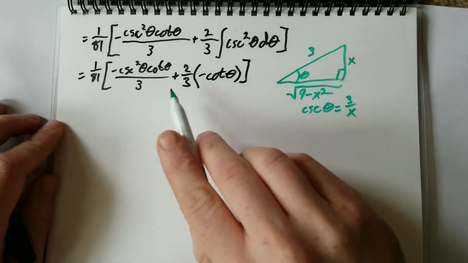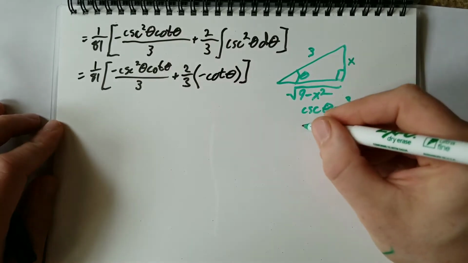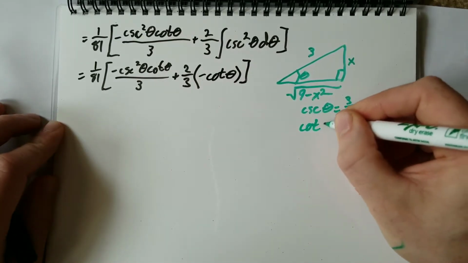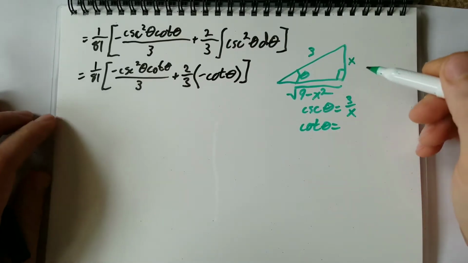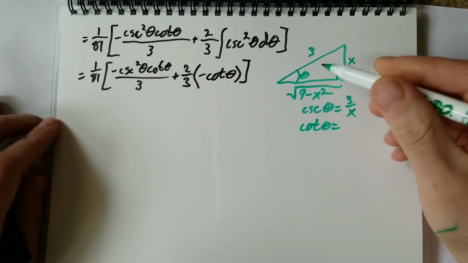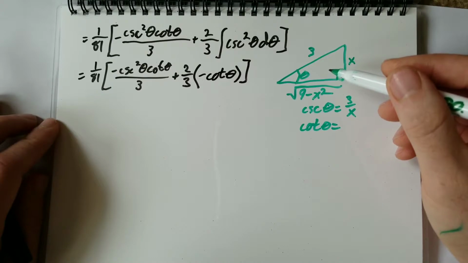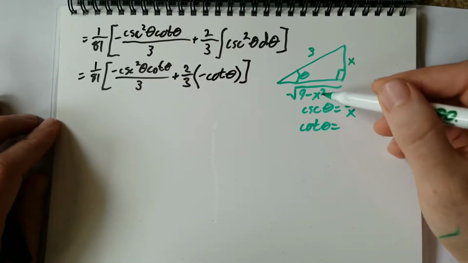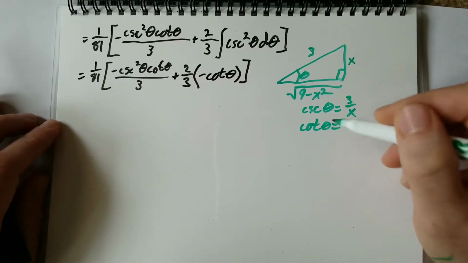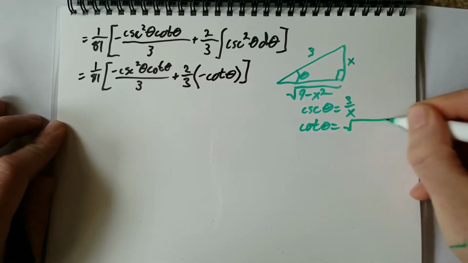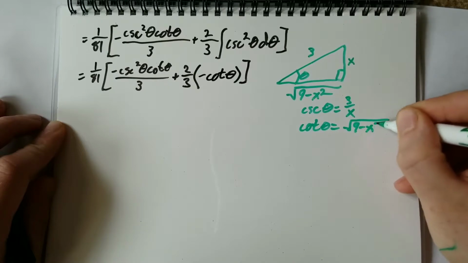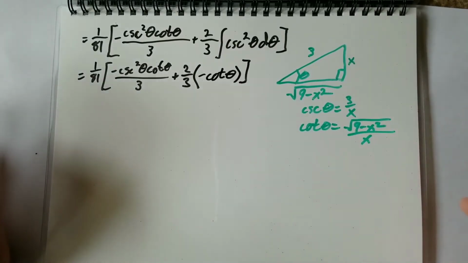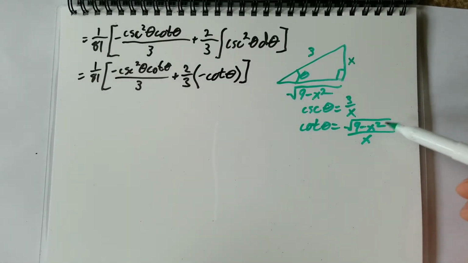And the only other one we've got to figure out in here is cotangent. So cotangent theta, well, the inverse of tangent is cotangent. Tangent would be opposite over adjacent, which would be x over the square root of 9 minus x squared. So cotangent is going to be the square root of 9 minus x squared over x. Now we just plug in this and this in over here.